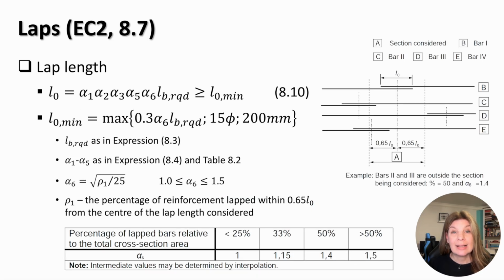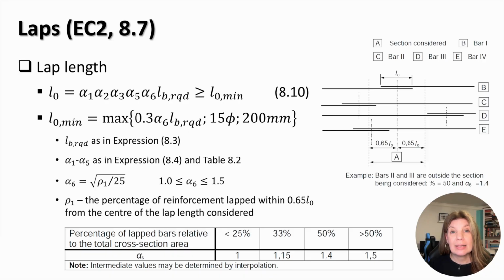The lap length is calculated using equation 8.10 in Eurocode 2. This equation is similar to equation 8.4 for the calculation of design anchorage length discussed earlier. The only differences are that equation 8.10 disregards the influence of welded transverse bars and considers the percentage of reinforcement lapped within 0.65 L0 from the centre of the lap length using the parameter alpha 6.